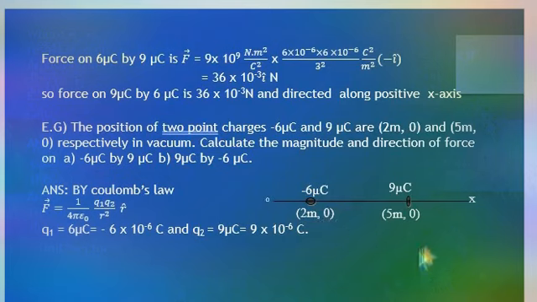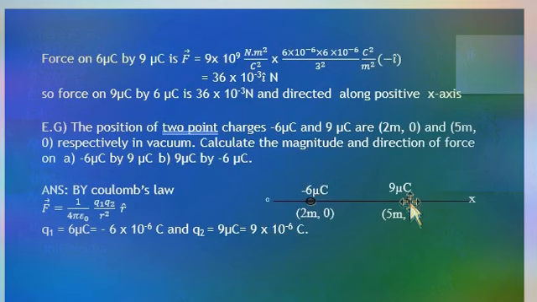Both were of positive nature, but here we are making 6 microcoulomb negative and 9 microcoulomb remains positive. Okay, clear? For your better understanding, now again we should repeat the same question: the force on minus 6 microcoulomb by 9 microcoulomb, and next, the force on 9 microcoulomb by minus 6 microcoulomb.